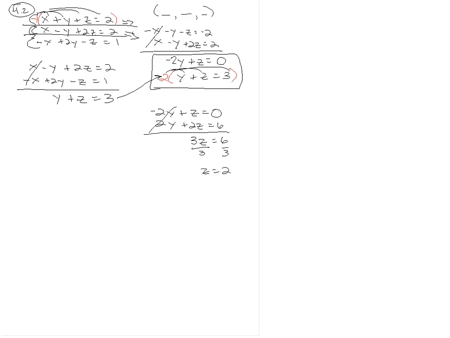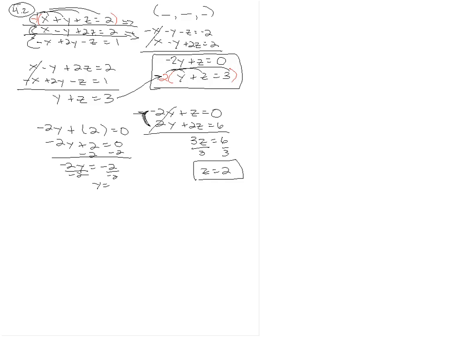Now, I have a z, so I go back into either one of these to solve for the y. So let's just take negative 2y plus z equals 0, and in this case z is 2. I'm just taking the first one. So negative 2y plus 2 equals 0. Move the 2 over. I get negative 2y equals negative 2. Divide by negative 2, and I get y is positive 1.